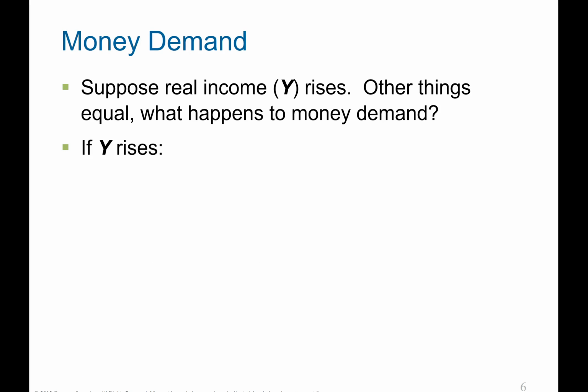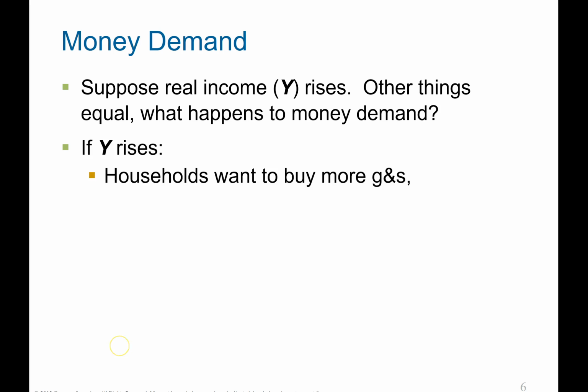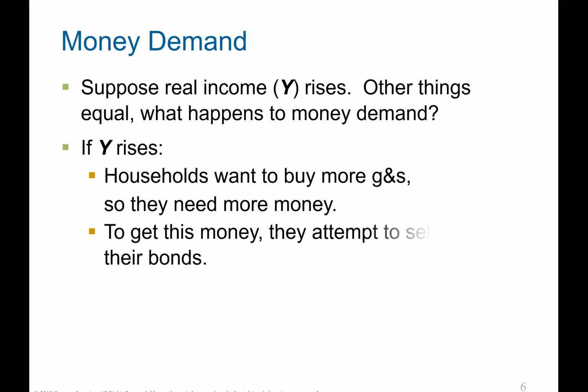So let's imagine that real income rises. Oh, the Y was real income. Sorry about that, not output. Other things equal, what happens to the money demand? Well, if real income rises, households are going to have more money in their pocket to buy goods and services, so they're going to have a greater money demand because that's that transaction demand. They want to have money to complete these transactions.